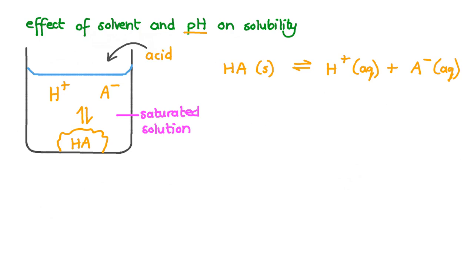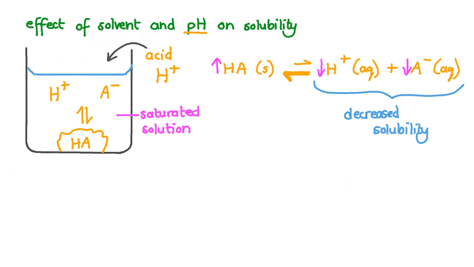Now, if we change the pH of the solution by adding acid, in other words, by adding H+ ions, this would increase the total amount of H+ ions in solution. And in turn, this would shift the equilibrium to the left according to Le Chatelier's principle, decreasing the amount of H+ and A- ions in solution, and increasing the amount of solid acid. In this way, adding more acid to the system decreased the solubility of the initial acid, or we could say decreased its concentration in solution.